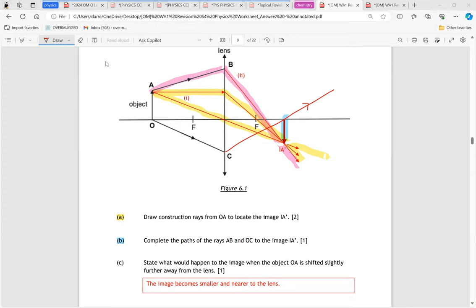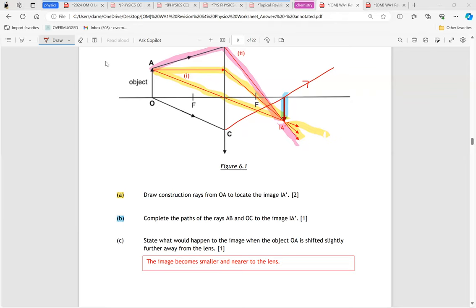So if your light ray originates from A, that means the top of the object, it will always pass through the lens to converge to the top of the image. But if your light ray originated from the bottom of the object, after undergoing converging, it will converge to the bottom of the image.